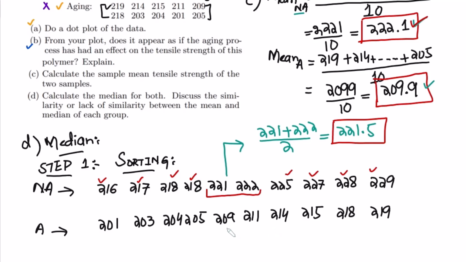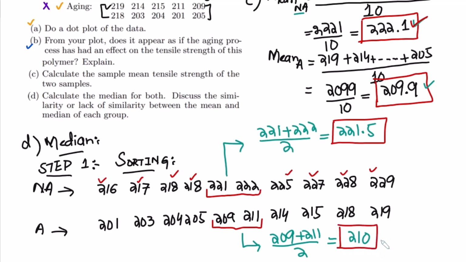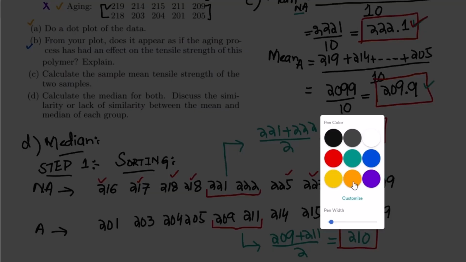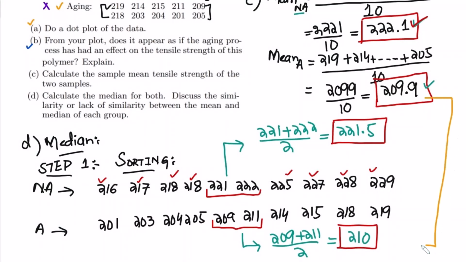Similarly, for the same data set, we have the aging data, and here we can see the two middle points for the 10 data points. In order to find the median, again we will take these two numbers, add them together and divide by 2, and what I will get here is 210, which is the median for the aging data set.